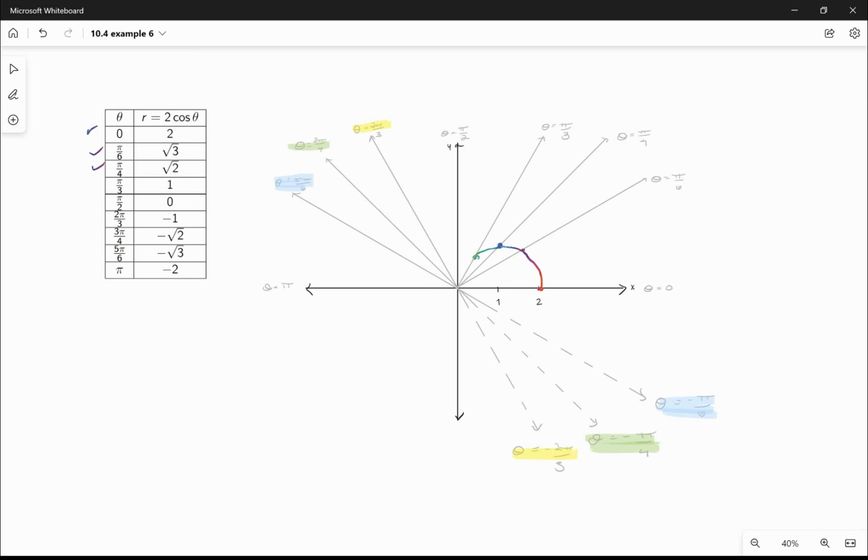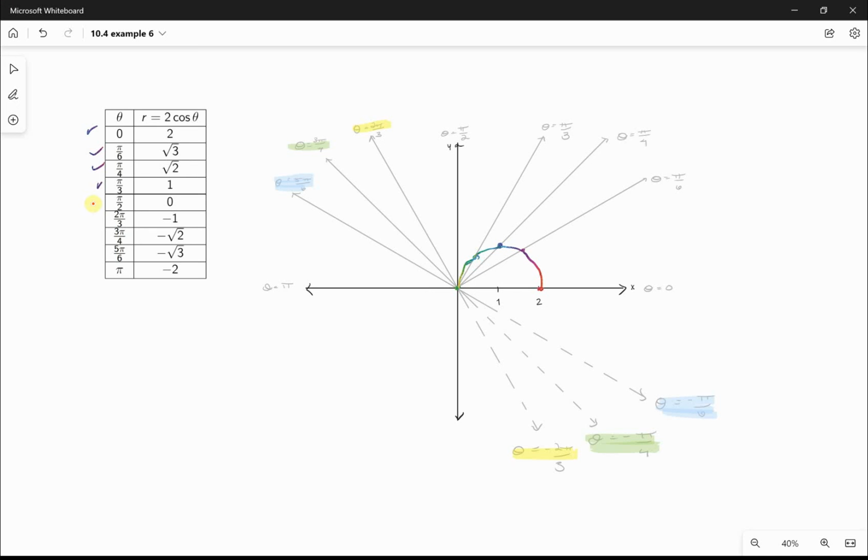And then we have pi over 2. So pi over 2 corresponds to the y-axis, right? The positive portion. And at that angle, r is equal to 0. So we're at a distance 0 from the origin, and so that's the origin, right? So plot that point, and then we continuously connect those, as best as we can.